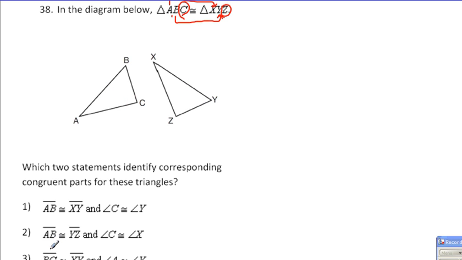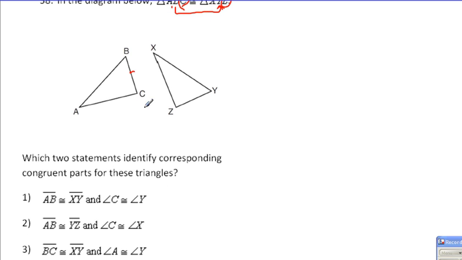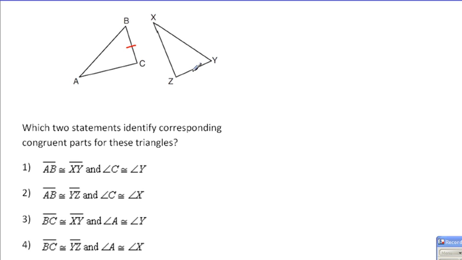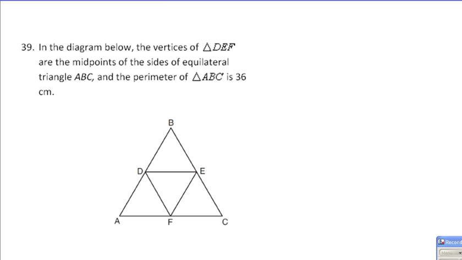How about number 2, AB versus YZ? Once again, the location is not the same. Even when you look at it, AB and then YZ, you can visually see that they're not equal to each other. All right, the third one, BC and then XY, same idea, they don't really correspond. The last one here, BC and then YZ, angle A versus angle X. Even if you look at this order, it would fit exactly the way it should. So therefore, choice 4 would have been our answer.